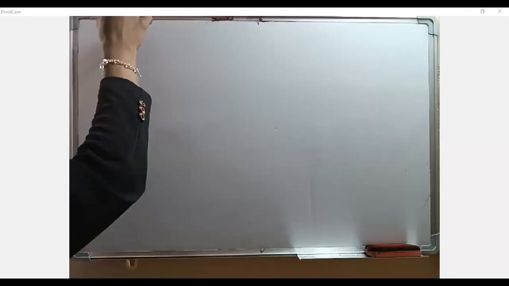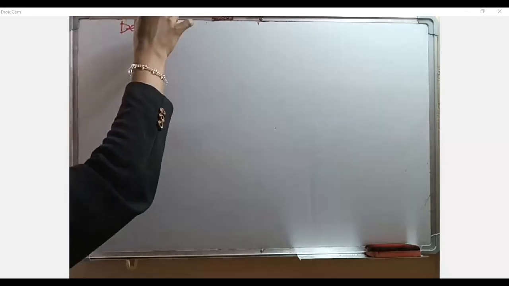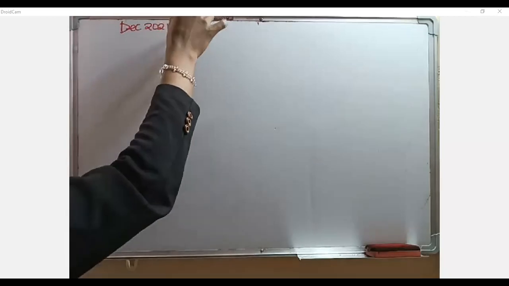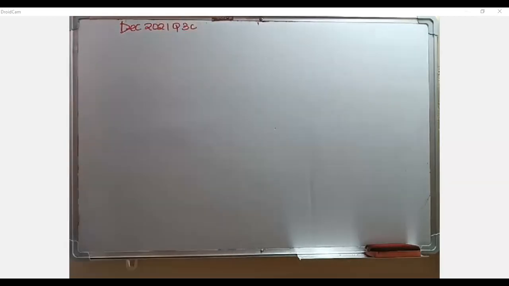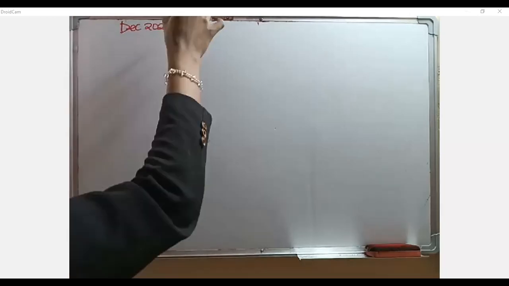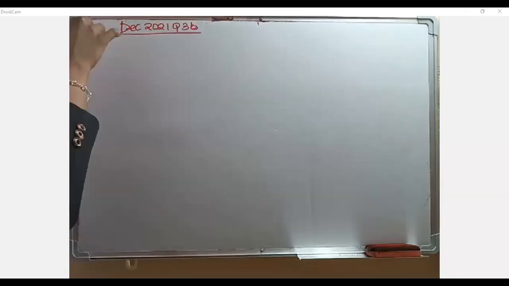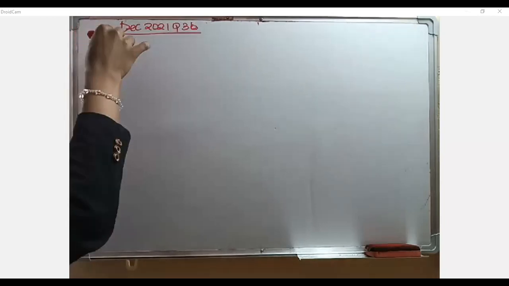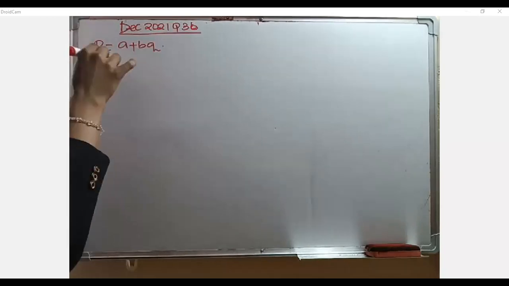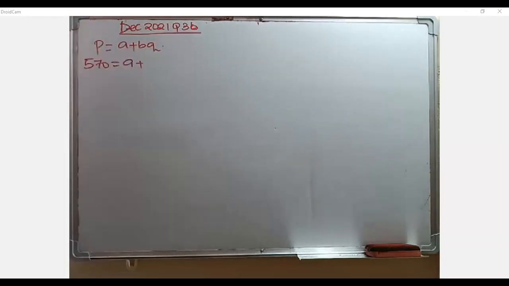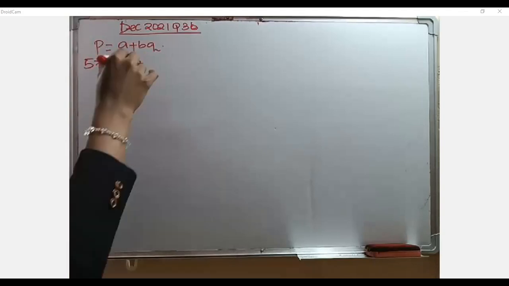So we said we are going to be using the determination of the market equilibrium formula, where we are discussing December 2021, question number 3B. We say our price should be equal to A plus BQ. We have been told that the prices are going to be varying. The price given is 570, which is equal to A plus B times the number of units. If we sell at 570, the number of units will be 400B.